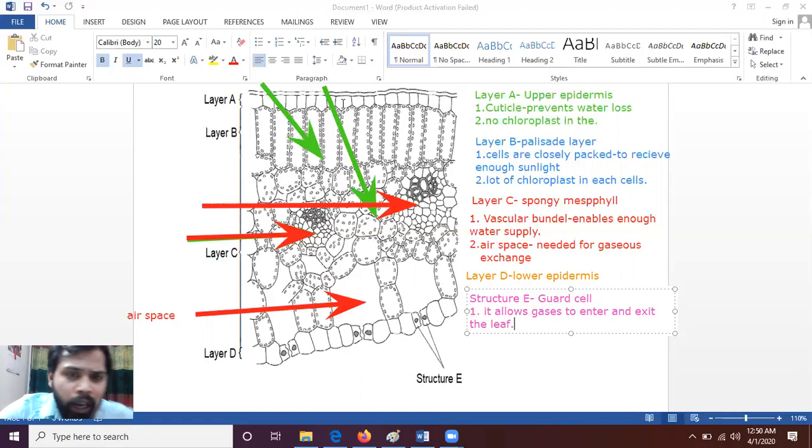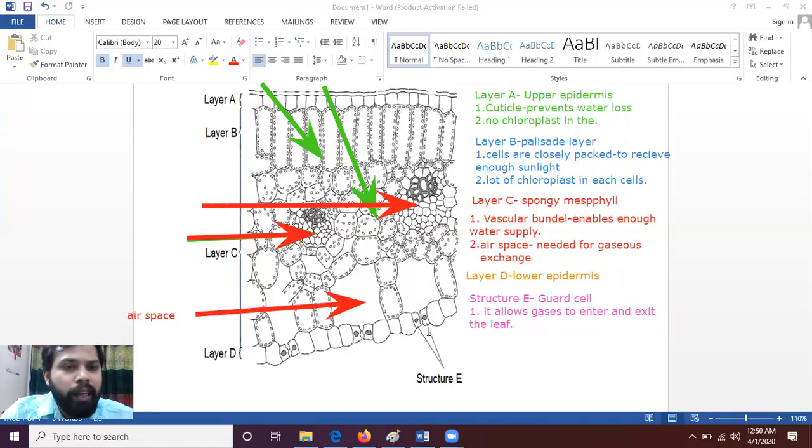There is a myth that something can come out from layer A. As a student we think that from layer A also some water might evaporate. No, that's not true. There is no water evaporation from layer A. My students ask me, sir, does the water evaporate? No. In the beginning of the video I said there is a cuticle. Because of this cuticle, there is no evaporation of water. Anything that has to enter or exit the leaf has to go through the guard cells.